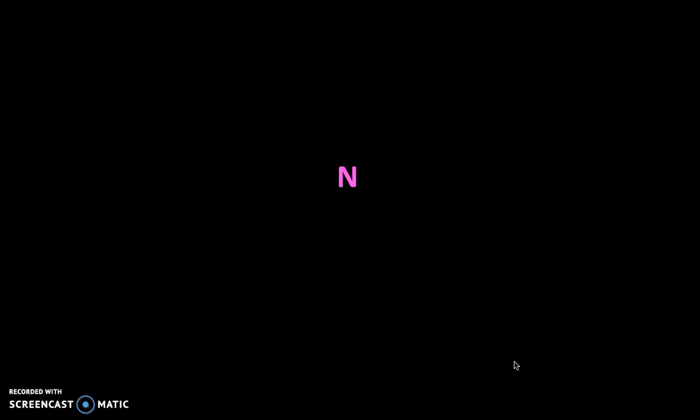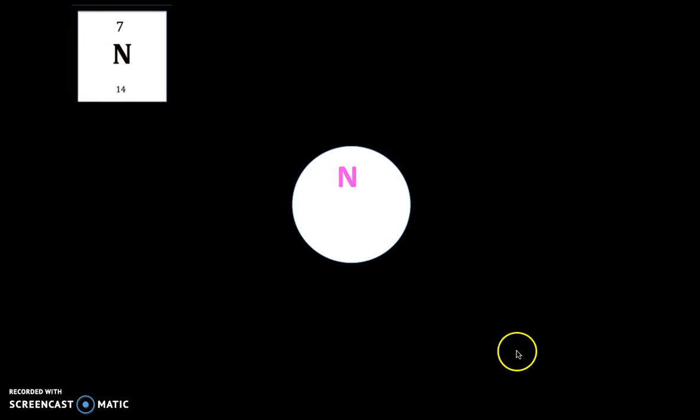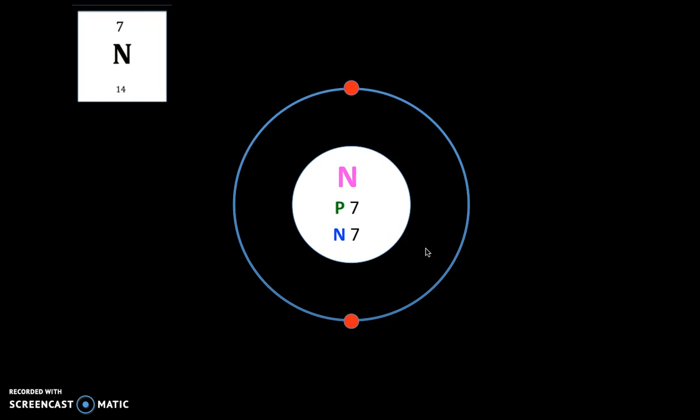For my final example is nitrogen. We're going to draw the nucleus and look at the periodic table, which tells us that its atomic number indicates it has 7 protons. And when we subtract the atomic number from the mass number, we do 14 minus 7, and we figure out that nitrogen has 7 neutrons. Now that we've figured out what's in the nucleus, we're going to start drawing the first electron shell, which has 2 electrons, and it can only hold 2.